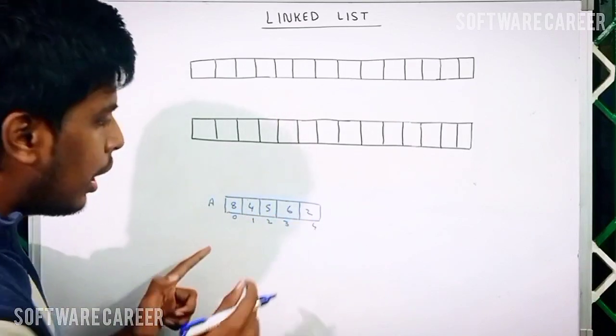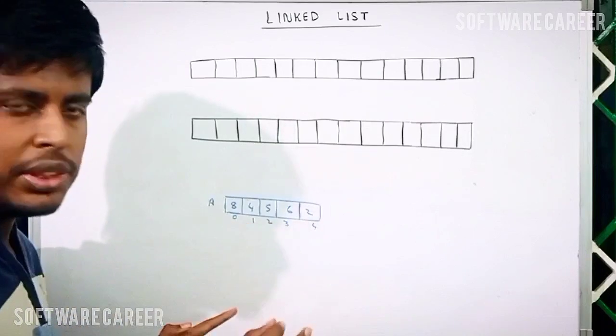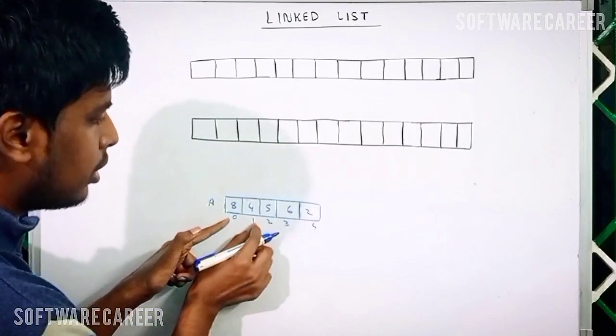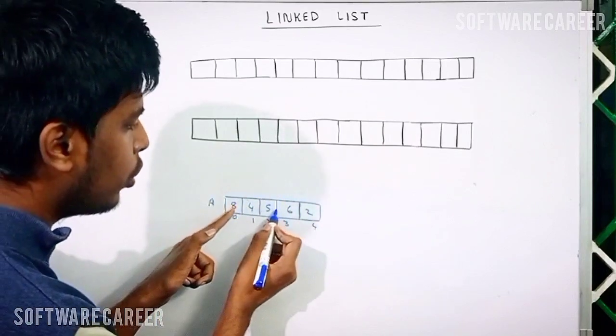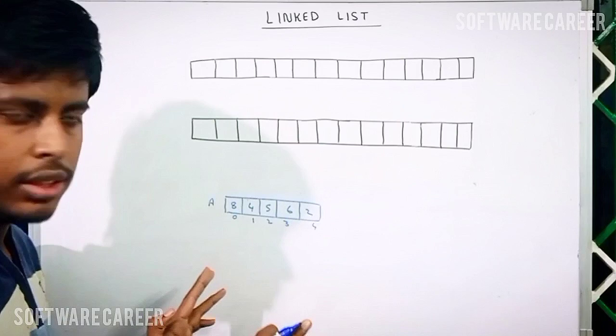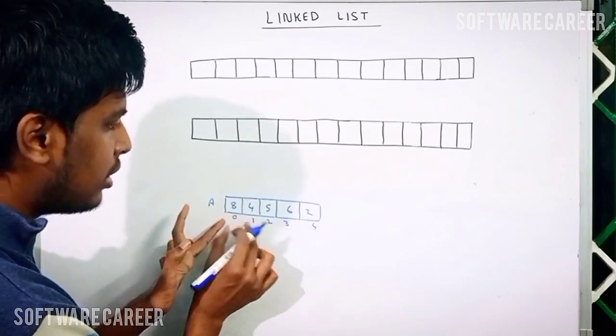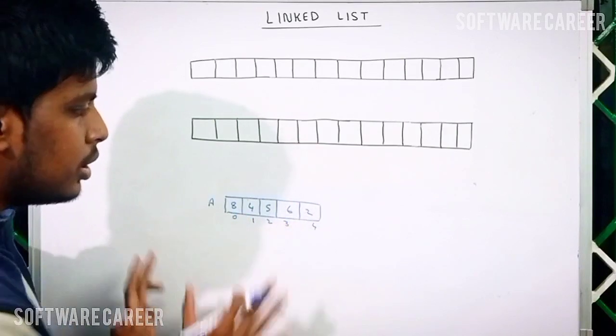How will I store it? I will store it in continuous locations. That means starting at 0, then the next in consecutive locations. I can't store 8 here, then 4 here, then 3 here. I can't place them randomly. I should place them in consecutive locations. This is the condition in an array.